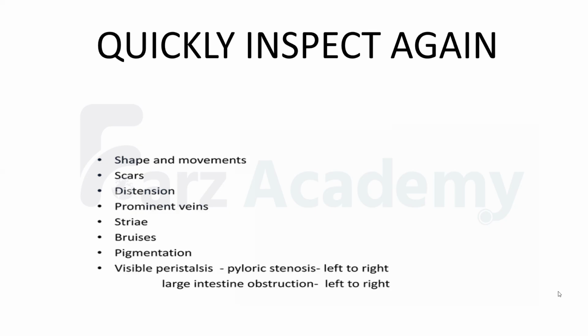So you would quickly inspect again and confirm your earlier findings, ascertain the shape, the movement, scars, distension, prominent veins, striae, bruises, pigmentations, and visible peristalsis. If you're not certain about the finding in inspection, do not tell about it. And remember that do not say anything that you are not confident about to have seen, or you really do not know how you would relate such a finding to the case given to you. Next.